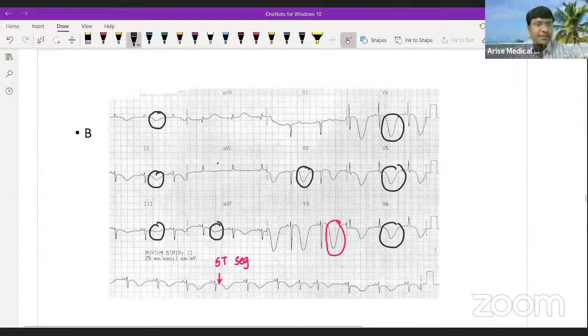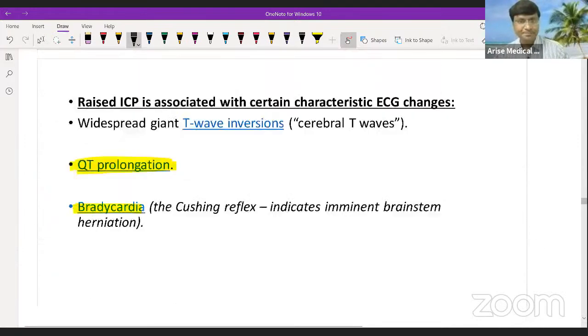Right? Widespread T wave inversion. And that too, giant T waves, which are being inverted. Next. Now we will move on to the next image-based question.